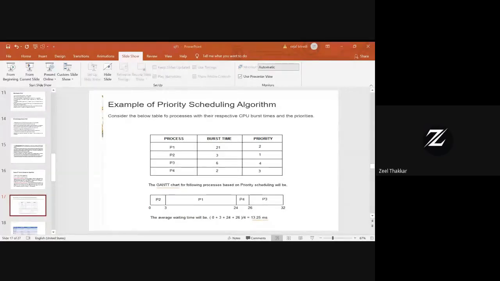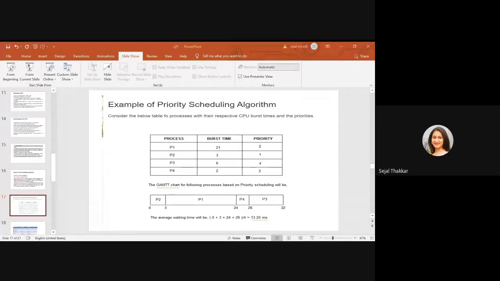Okay, fine. See, the processes are given, the burst time is given, and the priority is given. You have to consider whether the lower number or the higher number is the higher priority. It is given to you which number to consider as higher or lower priority. But right now I'm considering the lower number as the higher priority. So 1 is the lowest number and it has the highest priority.